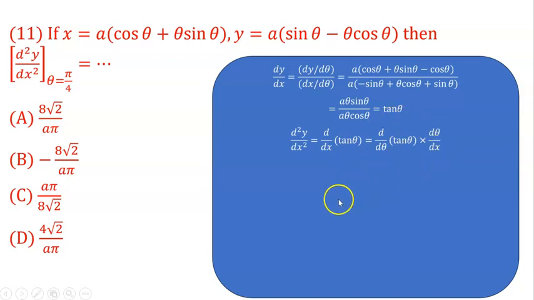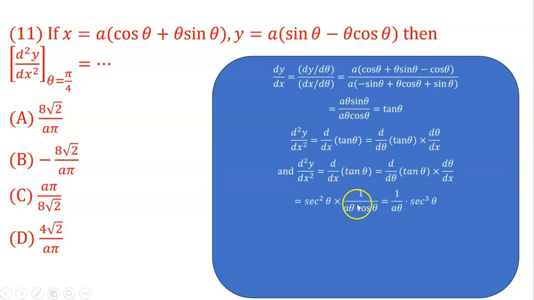Now what is the derivative of tan theta? It's sec square theta, into d theta upon dx. The value of d theta upon dx: plus sine theta and minus sine theta get cancelled. You will get d theta upon dx as 1 upon a theta into cos theta. This is the value of d theta upon dx.